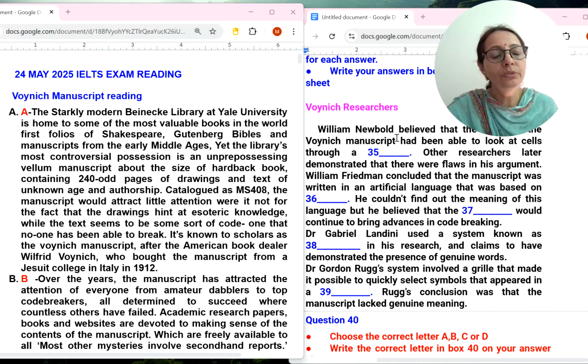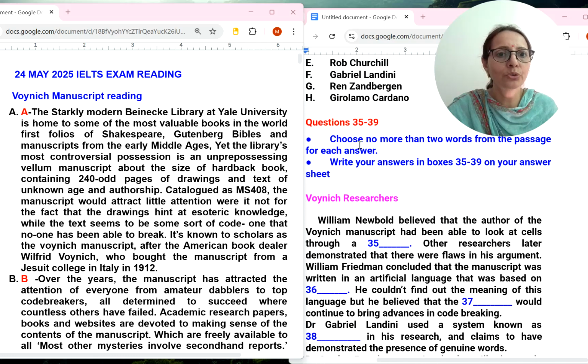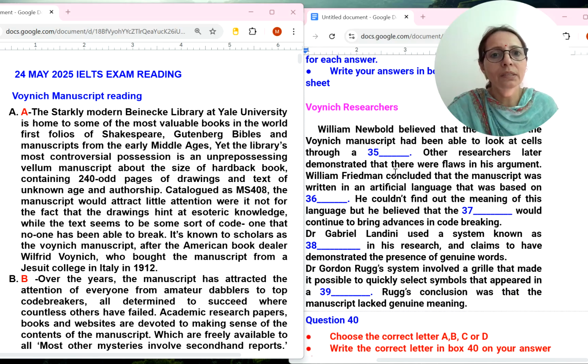So let's do this fill in the blanks. Choose no more than two words from the passage for each answer. I'm pretty sure that there were not two words instructions there; in fact, there was one word only. But I will be solving this reading according to these instructions, two words. So we can use one word also, two also. So let's start this.